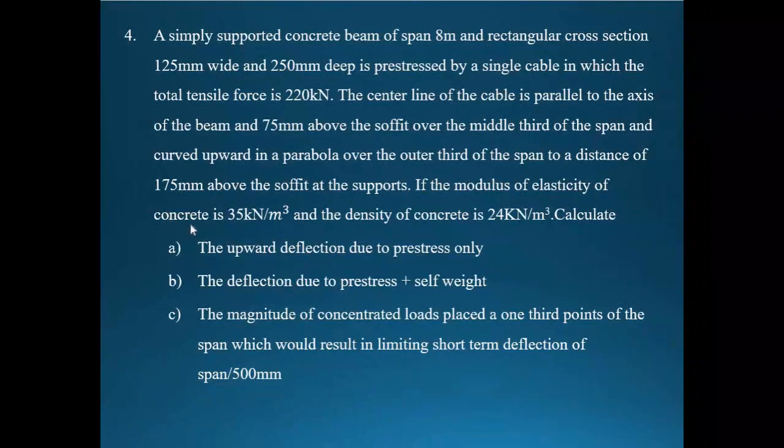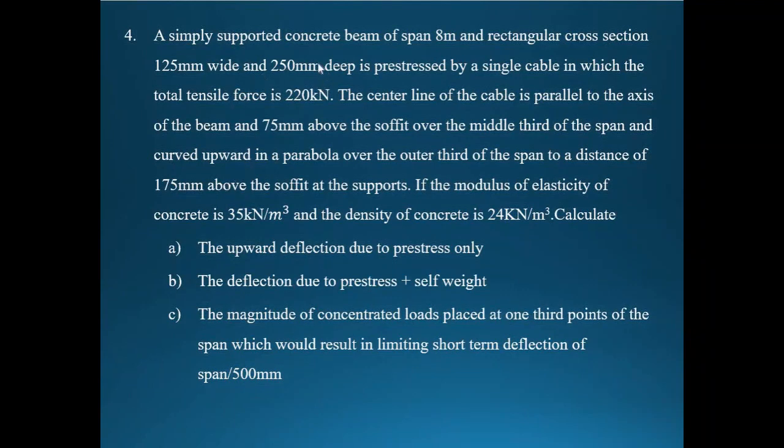If the modulus of elasticity of concrete is 35 kN per meter cube and the density of the concrete is 24 kN per meter cube, calculate the upward deflection due to pre-stress only, the deflection due to pre-stress plus self-weight, the magnitude of concentrated loads placed at 1/3 point of the span, which could result in limiting short-term deflection of span 500 mm.